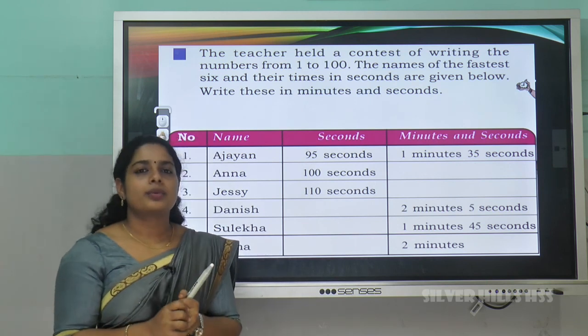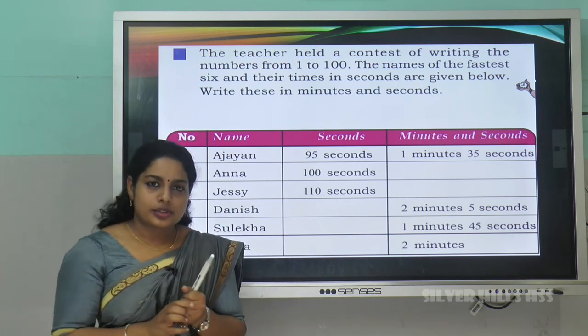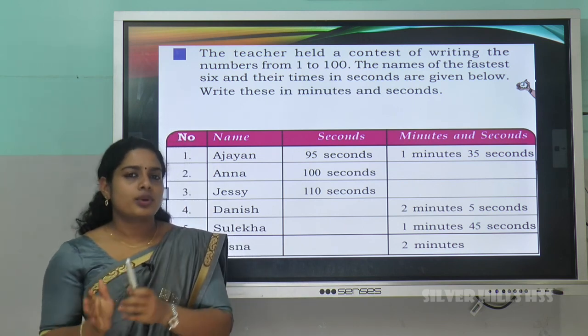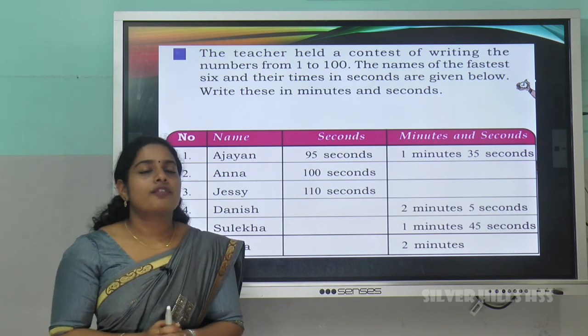So I'll remind one point. What is that? In order to convert seconds to minutes, we have to divide by 60, and if you want to convert minutes to seconds, we have to multiply by 60.